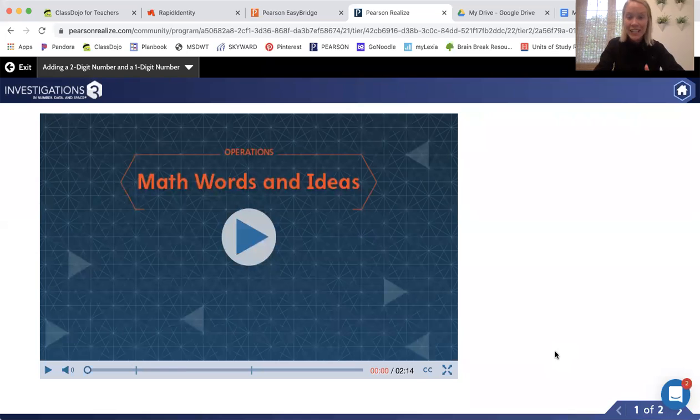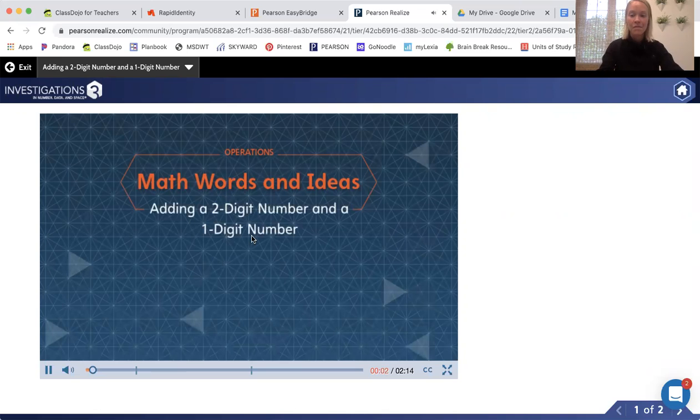This is going to be the last week that we're working with groups of 10s and groups of 1s and adding those together. Next week, we're going to be doing some fun stuff with 3D shapes. So we are going to get started and work on adding a 2-digit number to a 1-digit number. And we're going to do that by playing a game and watching an MWI, a math words and ideas. So let's get started with our math words and ideas so you guys can learn something new. Here we go.